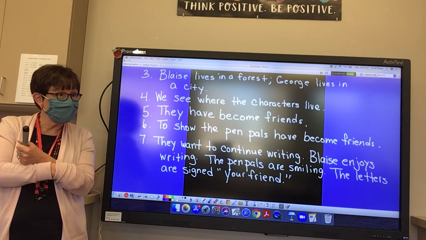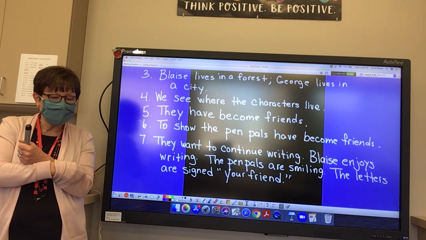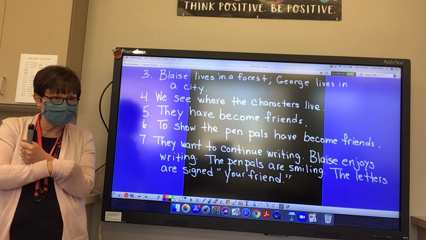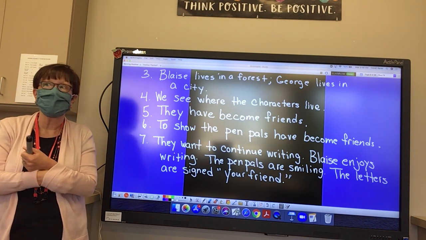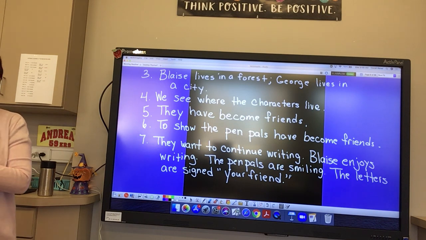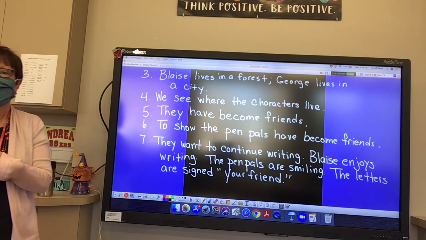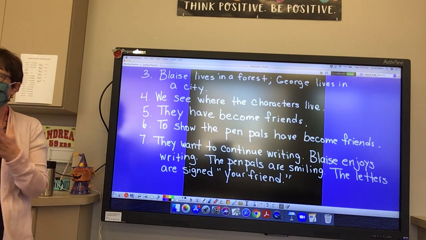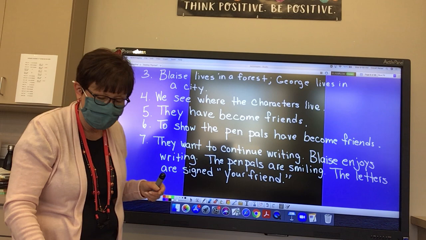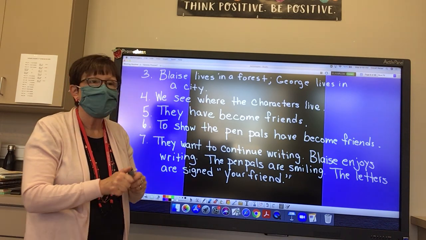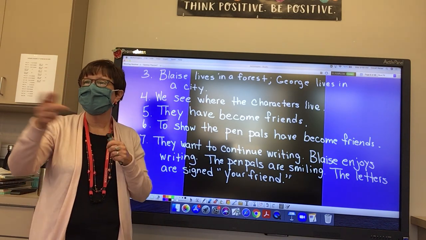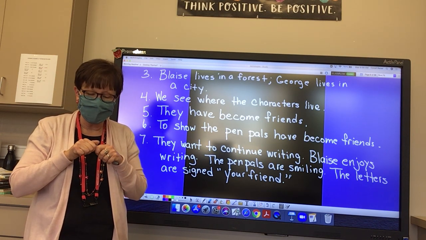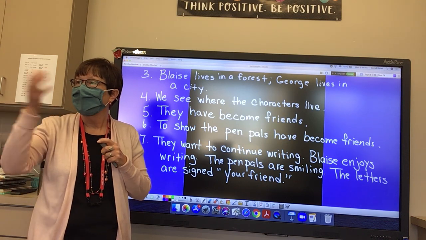Now, number 8. How is Blaze and George's friendship similar to the friendship between Carlitos and Charlie in Dear Primo? How is it similar? What do you think, Logan? They're both friends. Okay, they both are friends. What else? Avery? They had both never seen each other before. They both live in different places. Okay, so they both live in different places, yes?